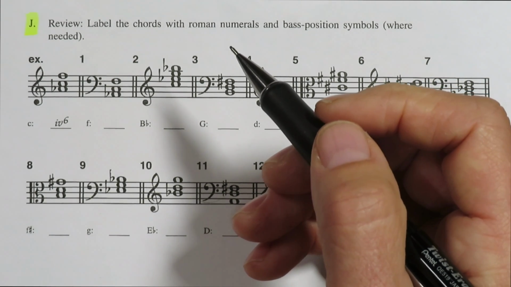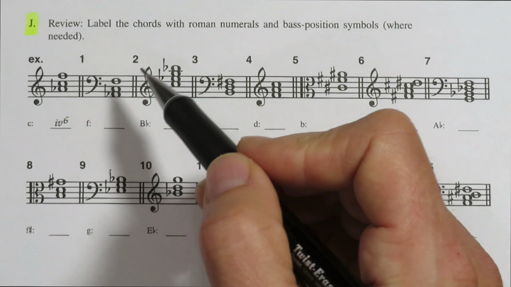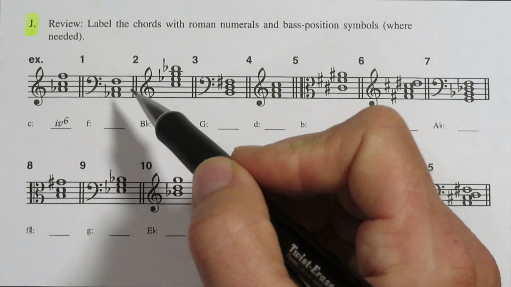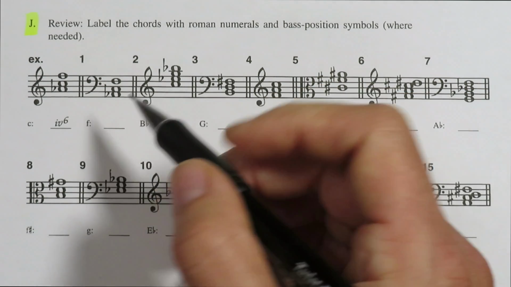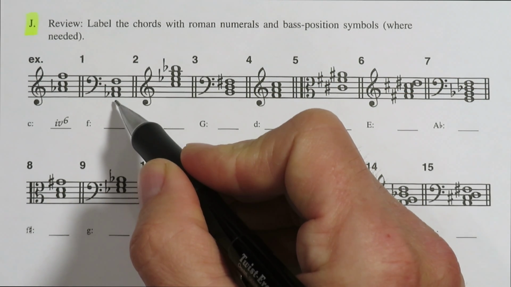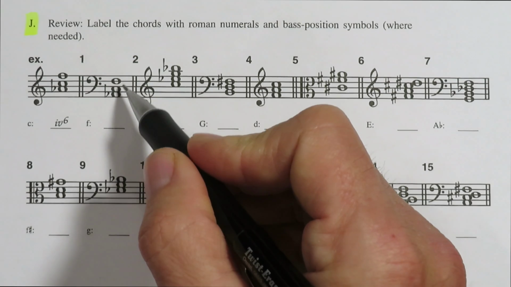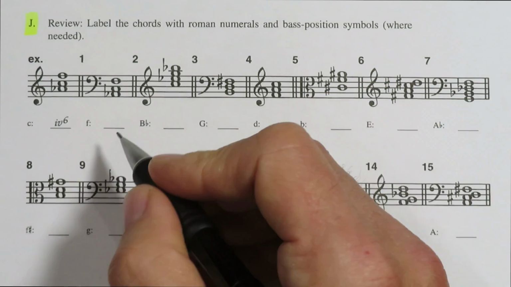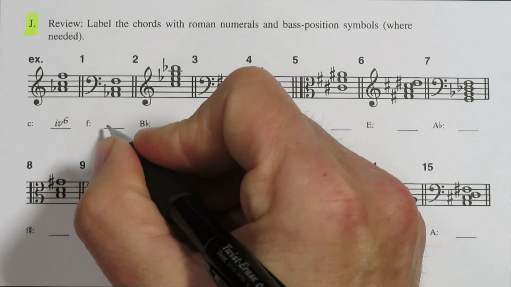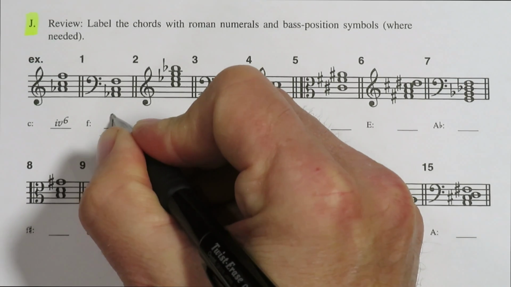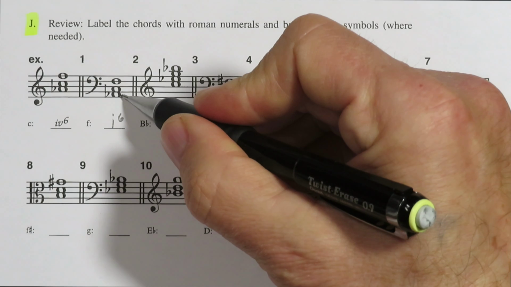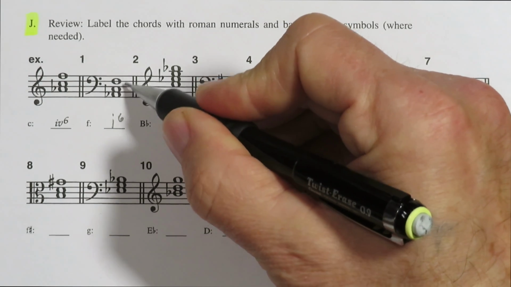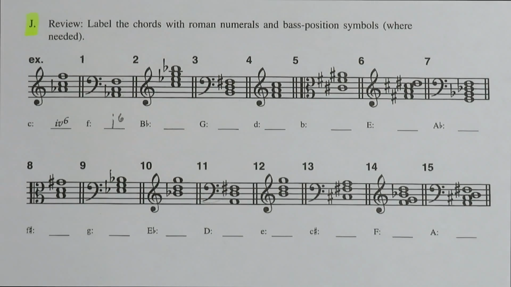Okay, the same chord in bass clef. So we have an F minor chord in first inversion. So in the key of F minor, that would be the 1, 6. See that? You see the 6, 3? That's first inversion. 6, 4 would be second inversion.